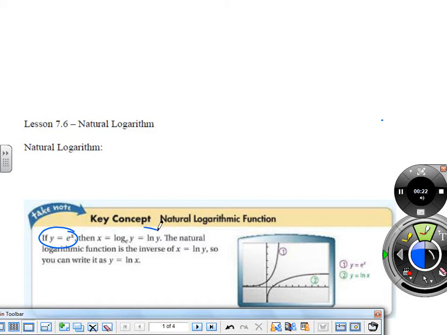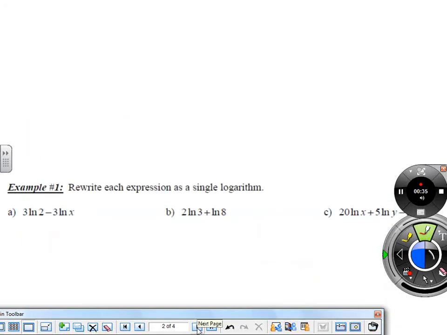So here you see the inverse of e, which would be the natural log because it has a base of e. Now just notice we don't write it like this. Instead, we write it like this. No new ideas here, just understanding using e as the base of the log.